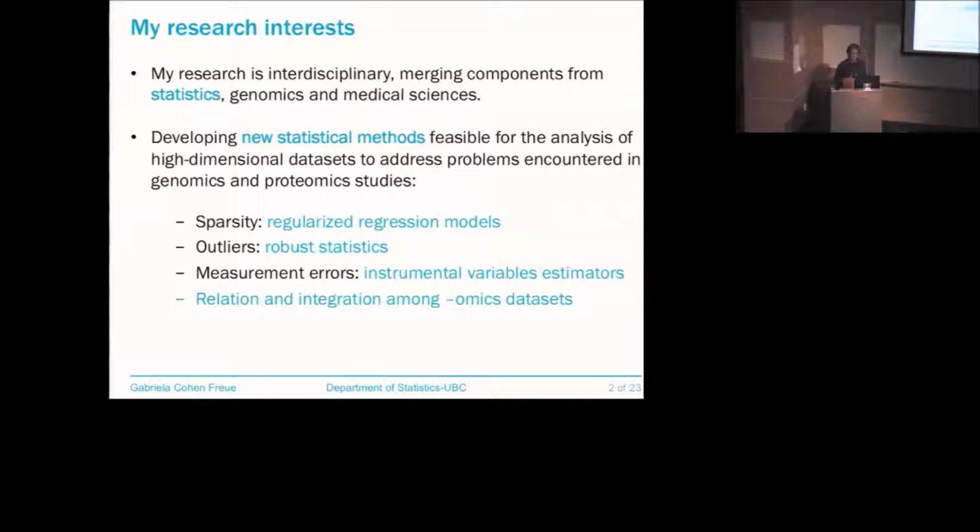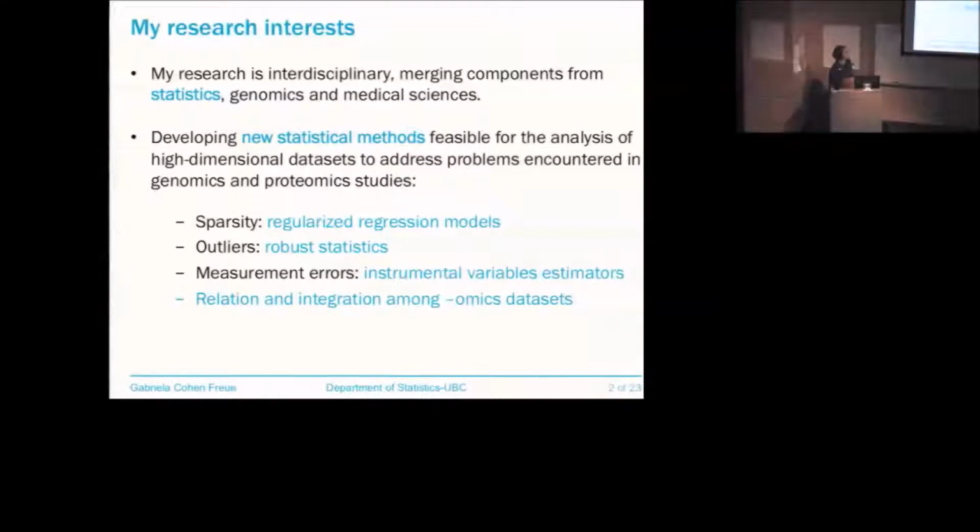There are three or four main topics that I focus my research on. One is sparsity, and for that I work on regularized regression models where I'm trying to develop new variable selection models, because I'm trying to identify in a large space of features what are the important features that are related with something else, in particular a phenotype. I work a lot in biomarker studies, so I'm trying to identify what are the genes or what are the proteins that are related to a phenotype of interest. And for that I use regularized regression methods.